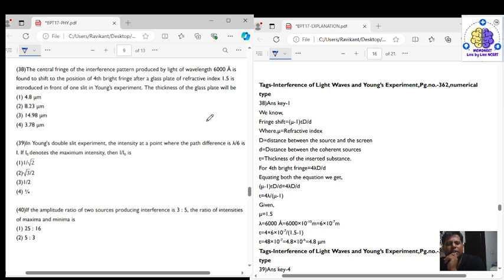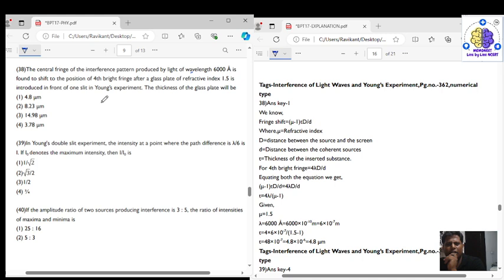Now let's come to question number 38. Question number 38 says that a central fringe of an interference pattern produced by a light of wavelength 6000 angstrom is found to be shifted to the position of the fourth bright fringe after a glass plate of refractive index 1.5 is introduced in front of one slit in Young's experiment. The thickness of the glass plate is.